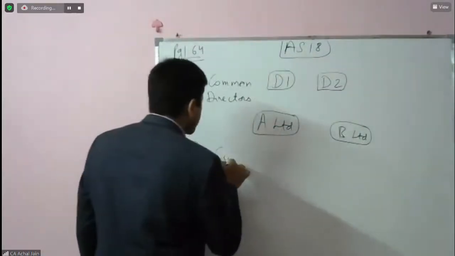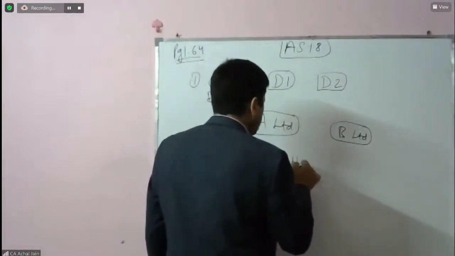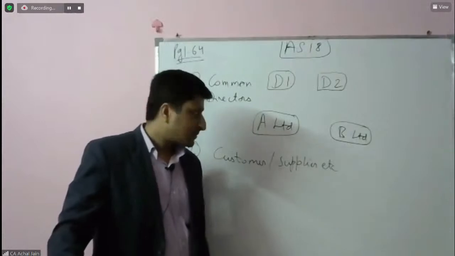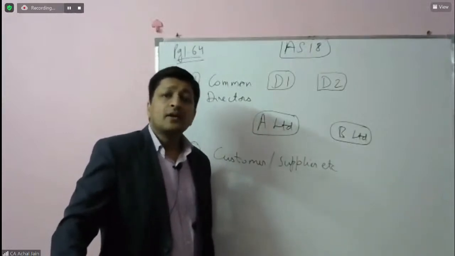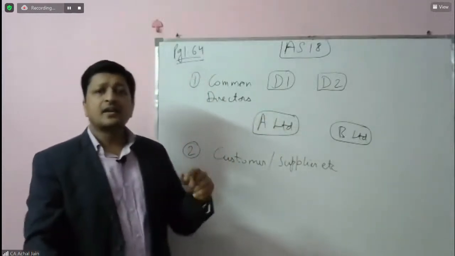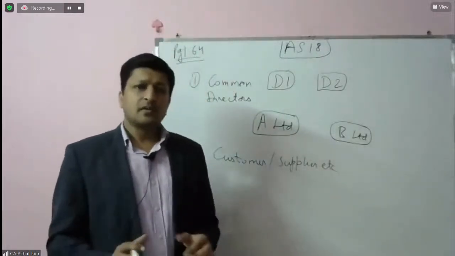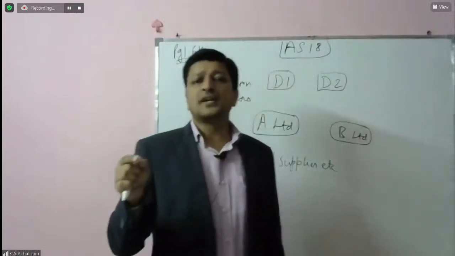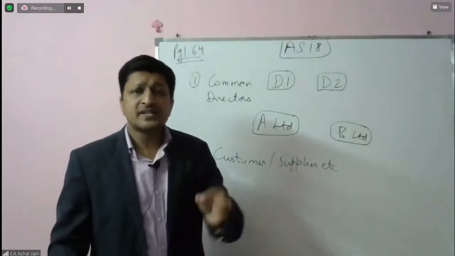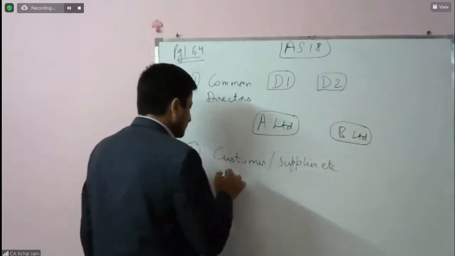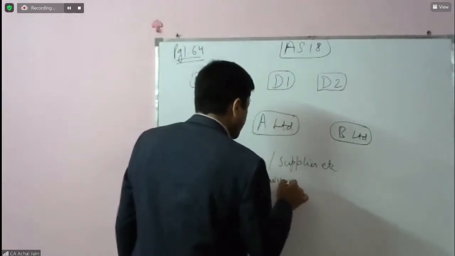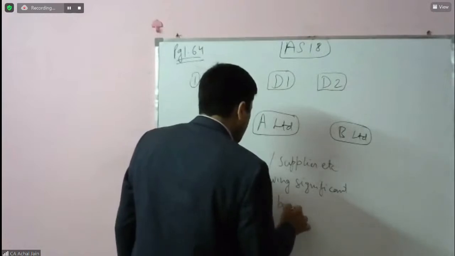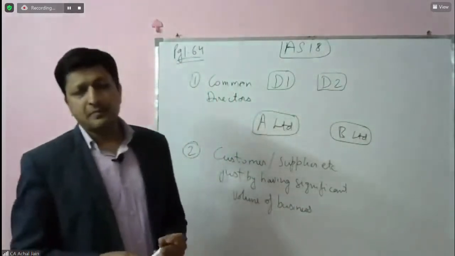So we can say customer, suppliers, with whom the transactions are taking place in the normal course. Please remember that we are not saying that customer or supplier cannot become a related party. It's possible that they can also become a related party, but if they have to become a related party, then we need to look at any of those criteria which we discussed. Just by having significant volume of business, we cannot say that these will become related parties.